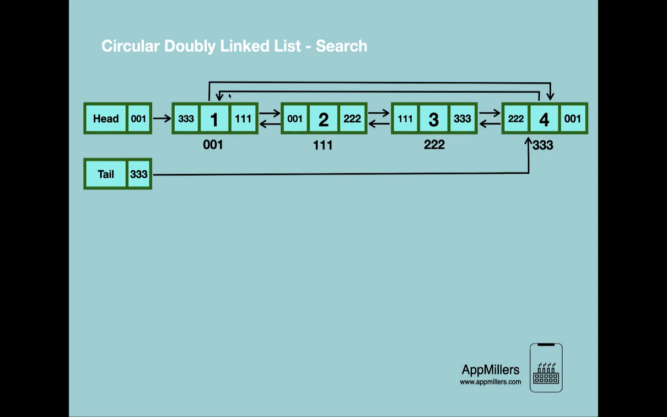But here, in each case, we are checking whether this is the node that we are looking for or not. If this is the node, we terminate our loop and we return the value of the node. If it is not, we will continue to check until we reach the last node. And when we reach the last node, and if we cannot find the node that we are looking for, we return a message saying that the node does not exist in the circular doubly linked list.